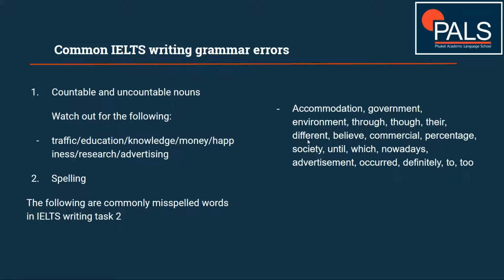Different, often you see it with one F. Believe, you get the I and the E mixed up. Commercial, very often with one M, or the CIAL bit spelled incorrectly. Percentage, society, until, students often spell it with two L's. Which, nowadays, okay, Asian students very often spell it without the S. Advertisement, occurred, definitely, and then to and too. Okay, so these are the most common that I've seen over the years in IELTS writing task 2.